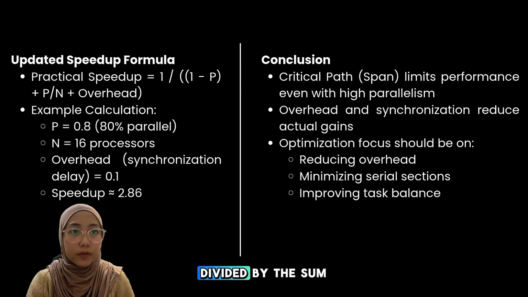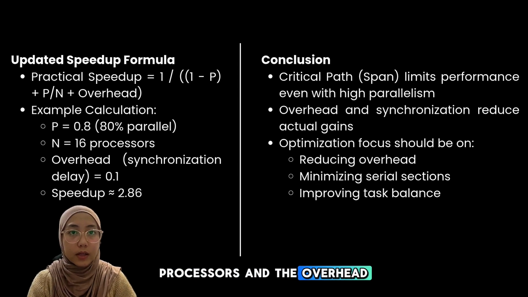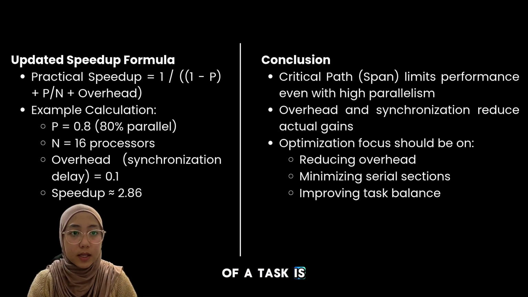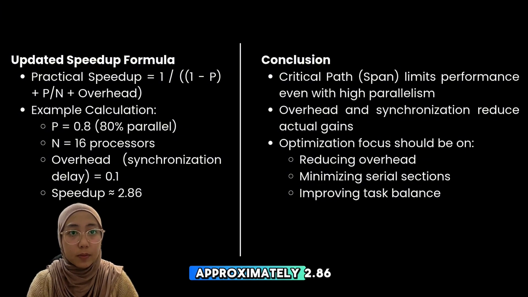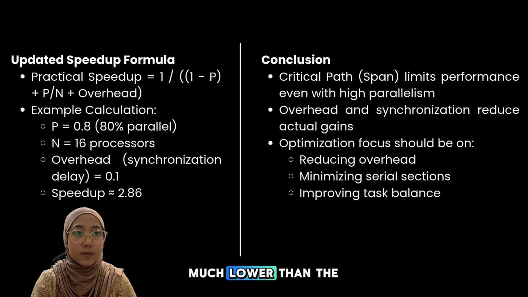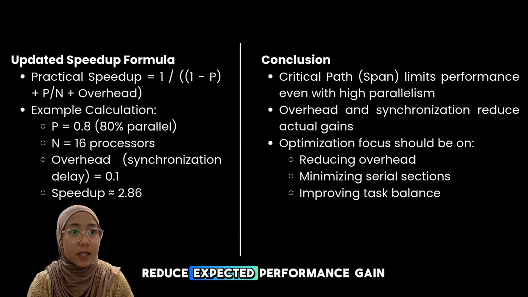Practical speed up equals 1 divided by the sum of the parallel portion over n processes and the overhead. For example, if 18% of a task is parallelized and we use 16 processes with a 10% synchronization delay, the speed up is approximately 2.86, much lower than the ideal case. This shows how synchronization penalties reduce expected performance gains.